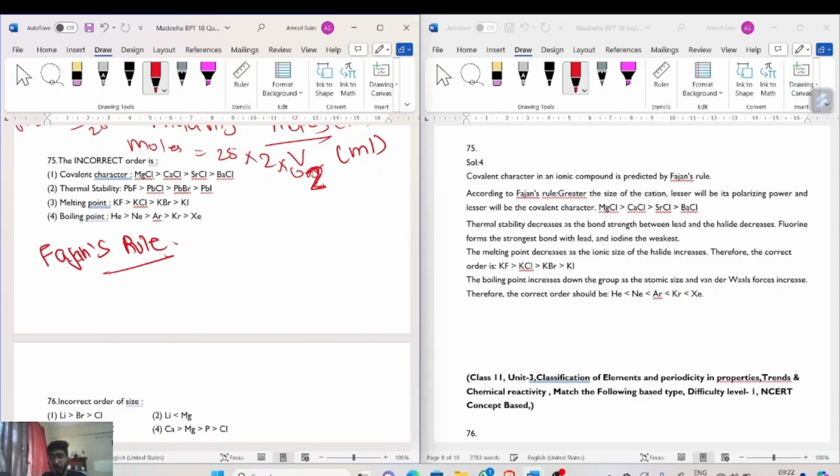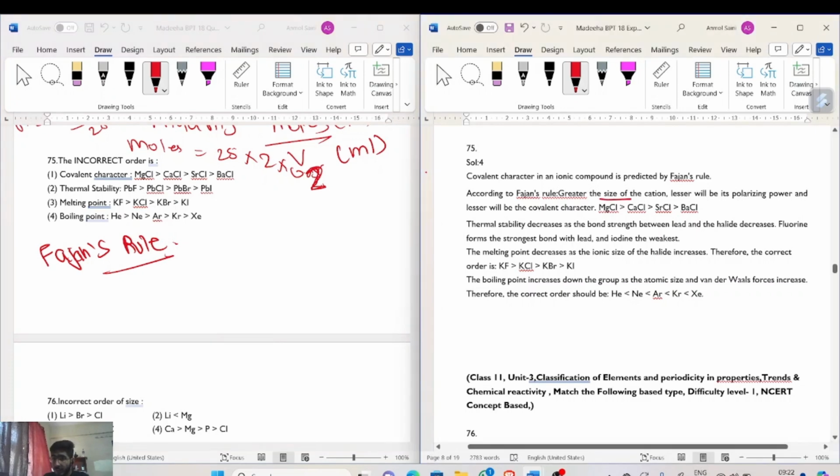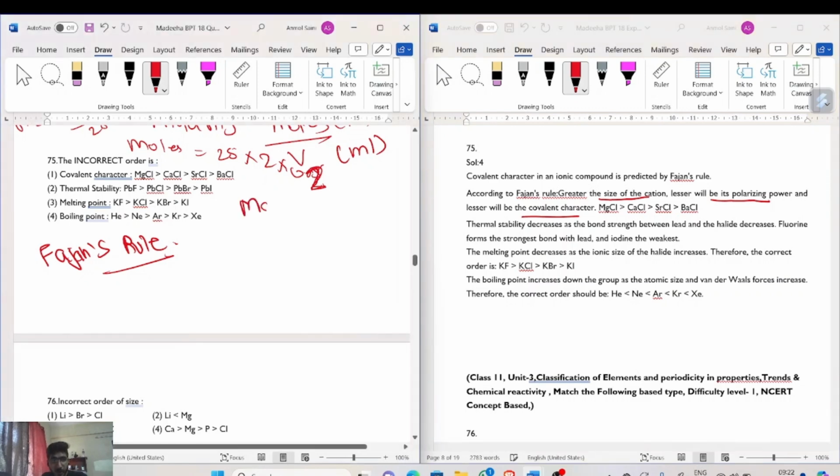So what does Fajan's rule say? According to Fajan's rule, when the size of the cation is greater, it will have less polarizing power and less covalent character. Means when we have a larger cation size, it will have less polarizing power and less covalent character. So take magnesium, calcium, strontium, barium. It will lie in this manner in the periodic table: magnesium, calcium, strontium, barium.